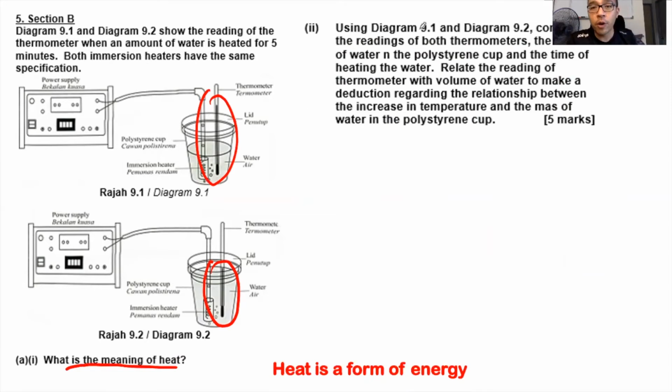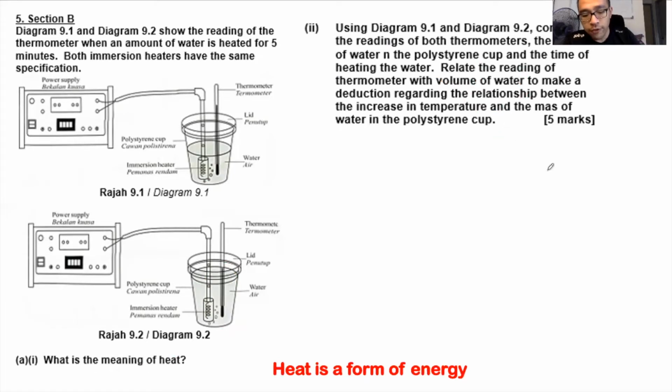Using diagram 9.1, 9.2, compare the readings of both the thermometers. Compare the volume of water in the polystyrene cup. Compare the volume here and the volume here. And the time of heating of the water. Notice that both are heated for 5 minutes. Then after that, relate the reading of the thermometer with the volume of water. This is one relationship, to make a deduction about another relationship.